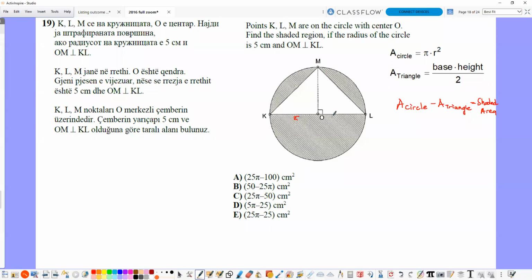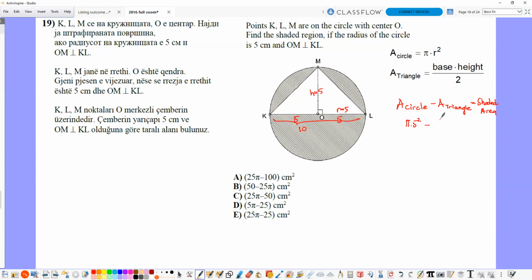So if this is 5, this is also 5, which means the base is 10, also the diameter, and the height is 5. Okay, for the area of the circle, I don't need anything else, I only need to find R. R is given, R is equal to 5. So the area of the circle is equal to pi times 5 squared.